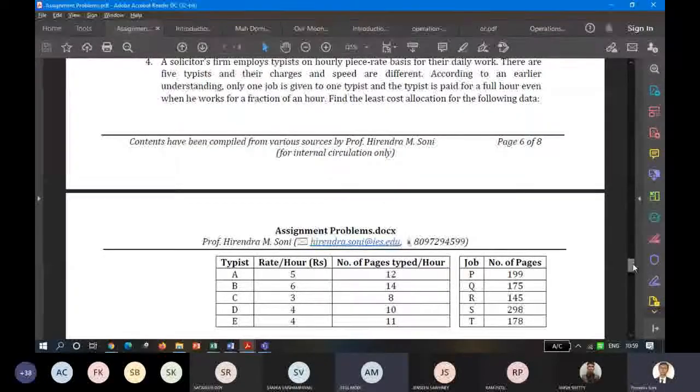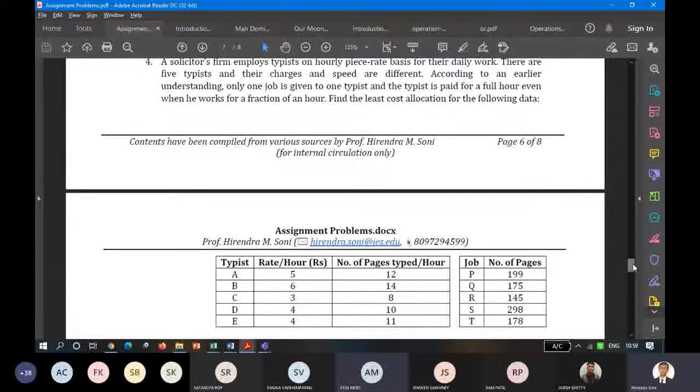आपका इधर पर क्या है? पेमेंट किस बेस पर होने वाला है? सॉलिसिटर्स फर्म एम्प्लॉयज टाइपिस्ट ऑन आर्ली पीस रेट बेसिस फॉर देयर डेली वर्क. There are 5 typists and their charges and speed are different according to an hour. अब इनको hourly basis पर पेमेंट हो रहा है. ओके, सो हमारा ऑब्जेक्टिव वुड बी कॉस्ट रिडक्शन.